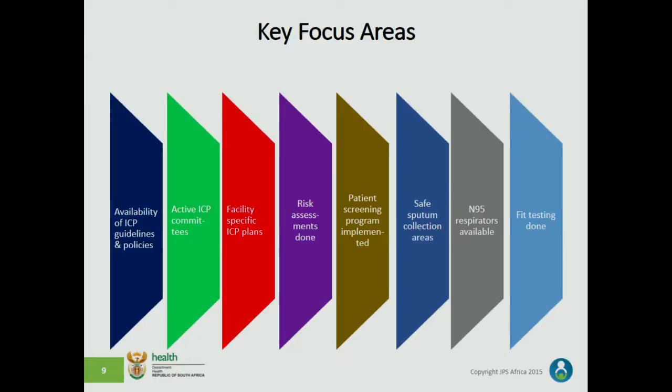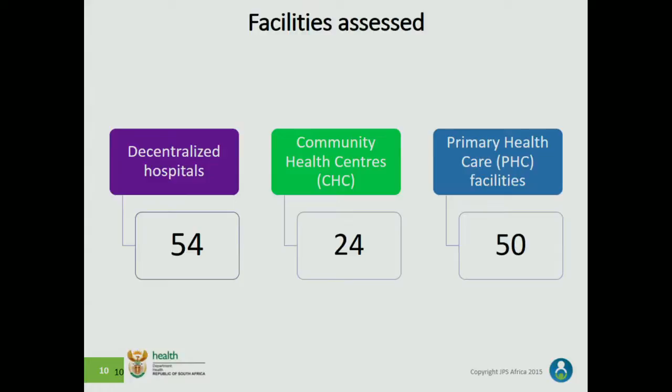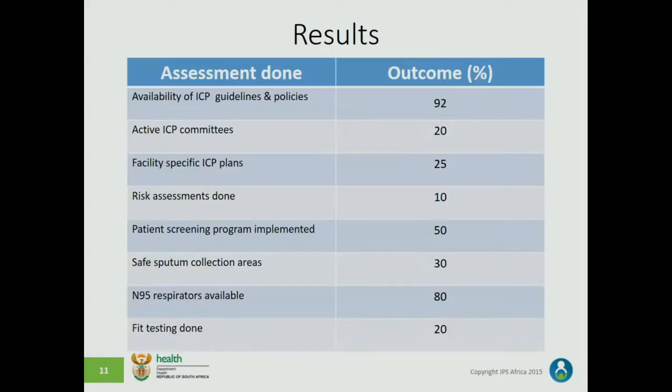Patient screening program implemented. Safe sputum collection areas, N95 respirators available, and fit testing done. Now on the N95 respirators, actually after we started the study, we should have actually set visible. So we had in the process 54 decentralized hospitals. We've assessed 24 community health centers and 50 primary health care facilities. Now the decentralized hospitals are mainly district and sub-district hospitals.